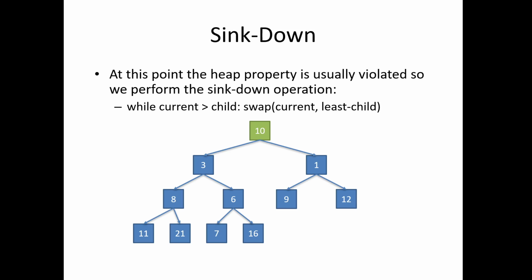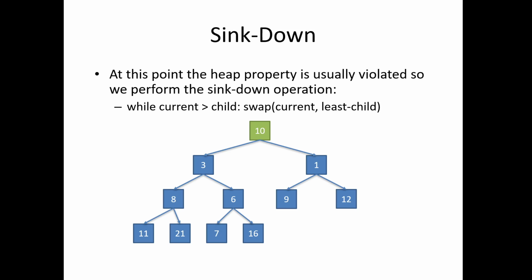And again, I have the sink down operation stated here using some pseudocode. This one says, while the current node is greater than a child node, there's a little subtlety there. There's two children here, so which one? Well, either one. If it's greater than either one, then what? Swap the current node with, and now here specifically I'm stating the least child.